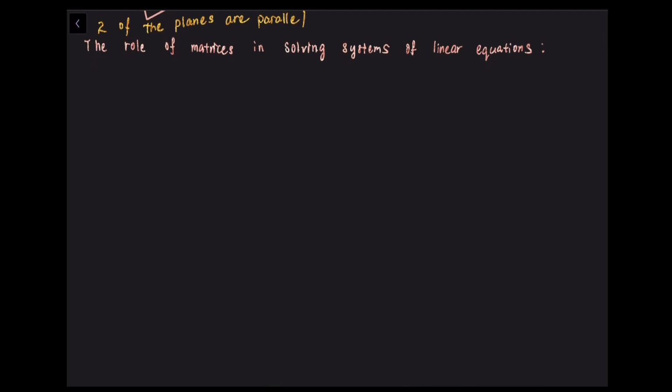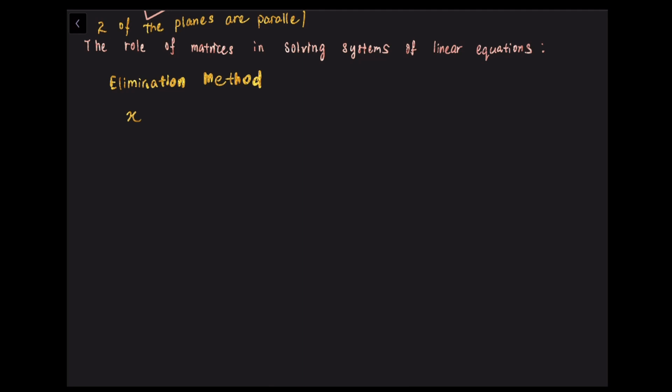So let us now look at the role of matrices in solving systems of linear equations. The procedure followed for solving or attempting to solve systems of linear equations in 3 unknowns can be presented more concisely in matrix form. An example follows. The following system of equations was solved above using the elimination method.